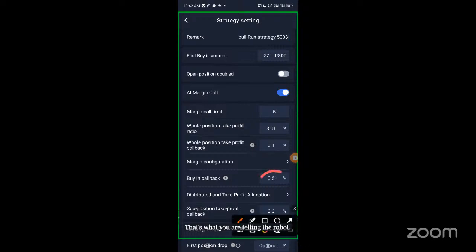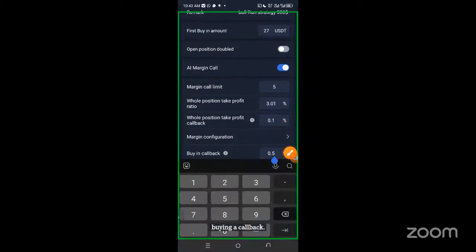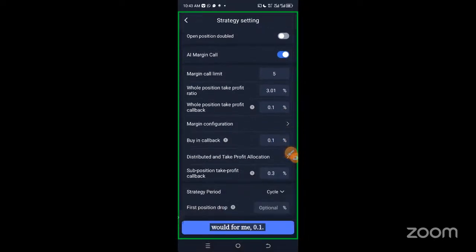Come here on buy in callback. Put for me 0.1. Buy in callback means what? After the robot buys the first call, how long will it take to buy the second call? It will take 0.1% for it to buy the second call.